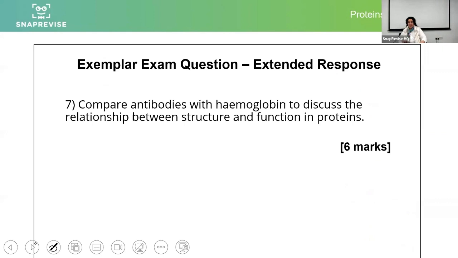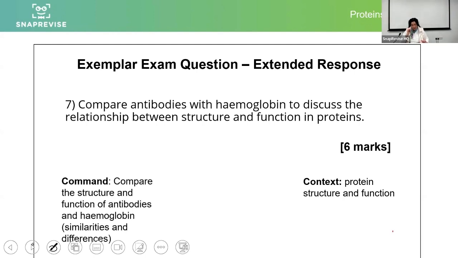Let's have a look at a typical question for antibodies. Compare antibodies with hemoglobin to discuss the relationship between structure and function in proteins. Now let's really break this down, the 6-marker down. My context is protein structure and function. Okay, that's relatively obvious. My command is to compare both the structure and the function.